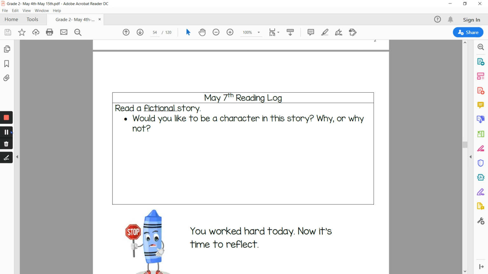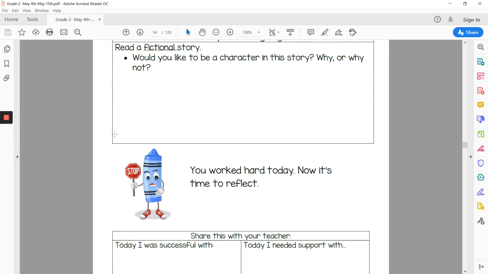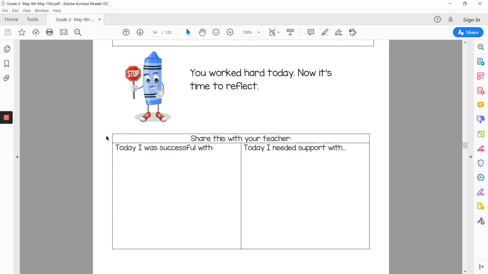And your last ELA assignment for today is the reading log. Again, you're going to read a fictional story. Then, respond to this prompt. Would you like to be a character in this story? Why or why not? And don't forget to fill out your reflection page.